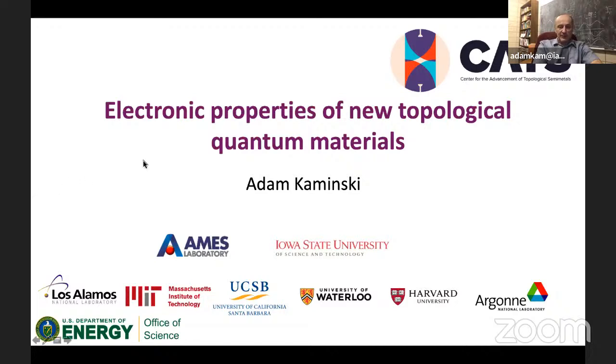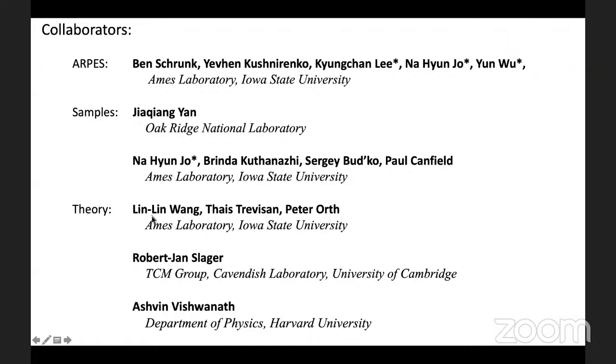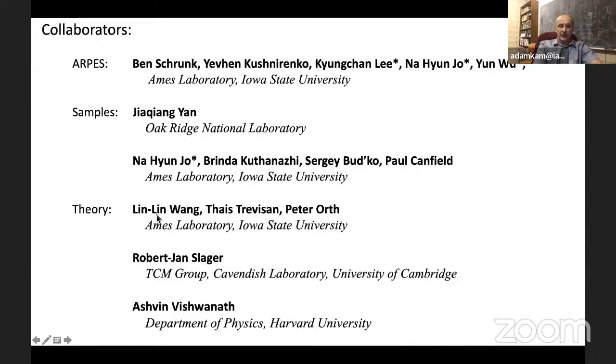I'm going to talk about some experimental results which are primarily obtained within what we call CATS, or Center for Advanced Topological Materials, which is a Department of Energy EFRC, so it's funded by the US Department of Energy and involves several institutions from the US and abroad. My collaborators, the ARPES group, consist of Ben Shrang, Yevgen Kuroshenko, Kyunchan Lee, Nahyun Jo, and Yun Wu. Samples are provided by Jingyang Yan, as well as the group of Paul Canfield, and theory support was done by Lining Wang, Thais Chevas, and Peter Orth, as well as Robert Jan Slager and Ashwin Vishwanath.